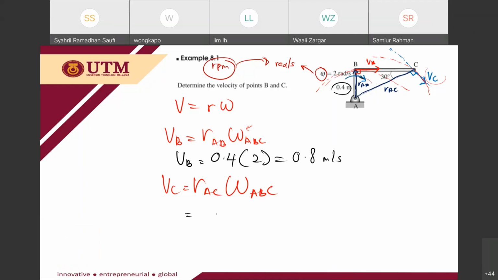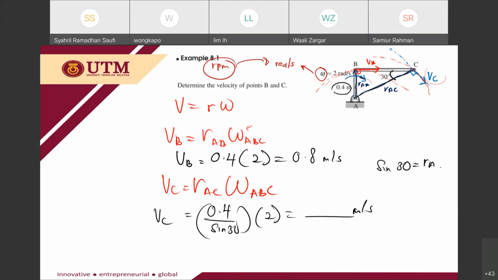For RAC, it is equal to 0.4 over sine 30, times 2 radian per second, and then you will get the value in meters per second for VC. You have an angle of 30 degrees, and you have the length here, so you can get this value. Sine 30 is equal to 0.4 over RAC, then RAC is equal to 0.4 over sine 30.